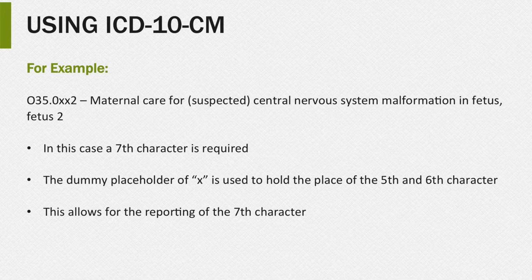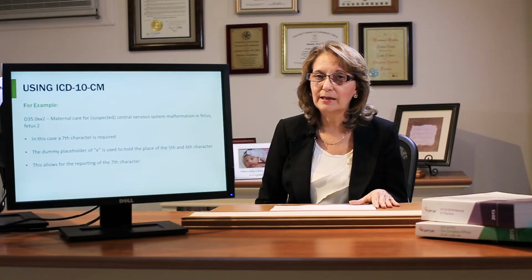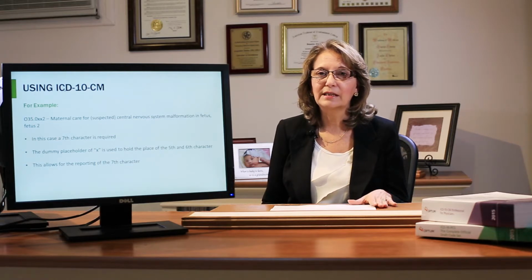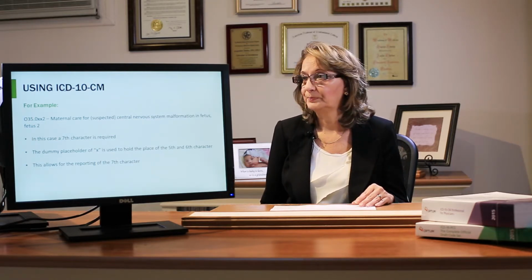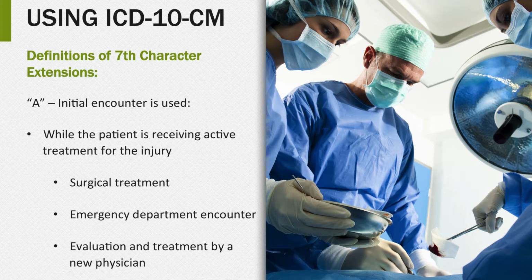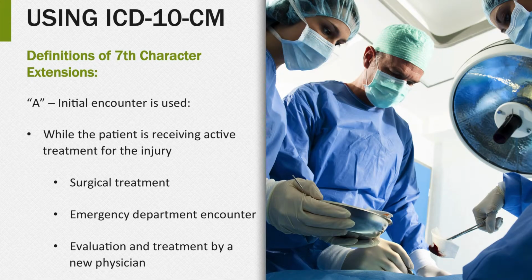So here we would append 2 dummy placeholders of X before appending the 7th character. And we can see our final code selection would be O35.0XX2, for the 2 dummy placeholders and our additional 7th character of 2. Now, the definitions of your 7th character are going to vary based upon the chapter that you're in ICD-10. So let's take a look at some of the more common definitions.